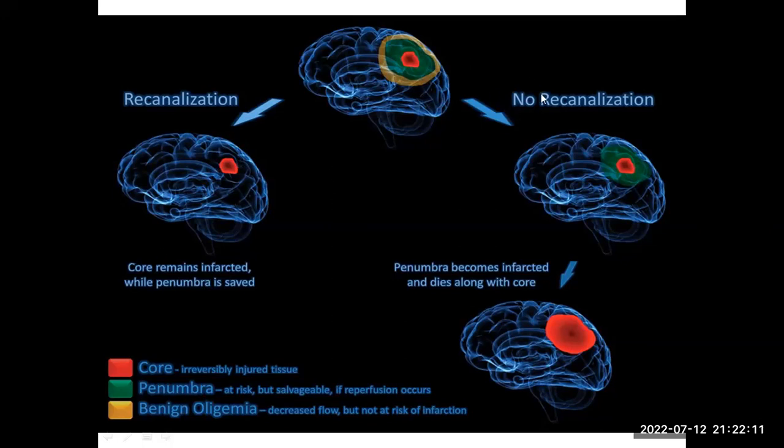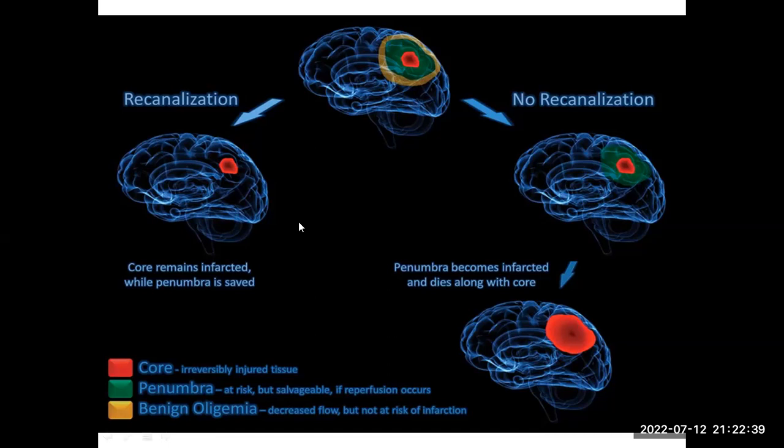But if no recanalization, no reperfusion therapy has been done, what you will have is the penumbra will be converted into red area. The green area will be also converted into red area. So you will have a larger extent of the infarct. So you can imagine that this patient will have more disability compared to this patient. So this is the importance of reperfusion therapy, and this is the importance of the window, 4.5 hours, to do reperfusion therapy.